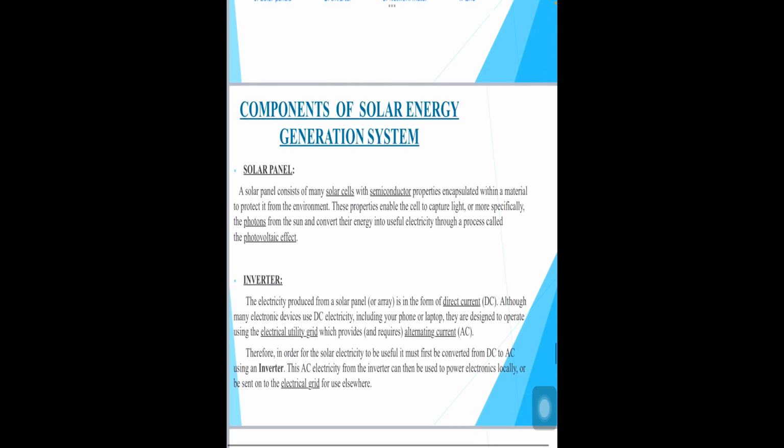Next, the inverter. We all know the role of an inverter. The electricity which is produced in the panel is in the form of direct current, DC. Even though many electronic devices use DC electricity, like your phone and laptop, for different household equipment we need to convert it into AC. Therefore the inverter comes into the picture, and it is helpful for converting DC to AC.